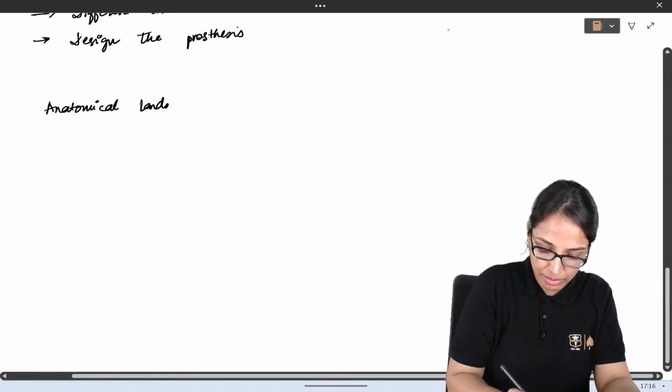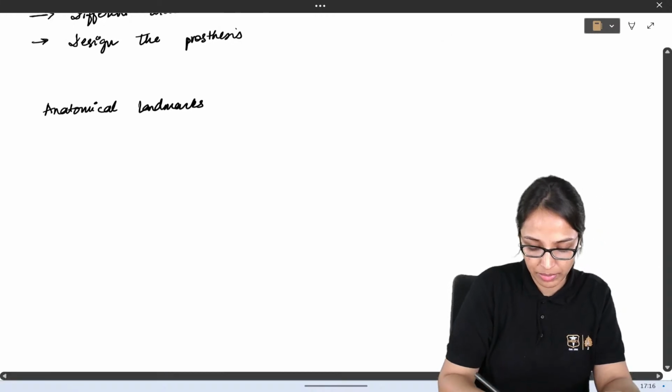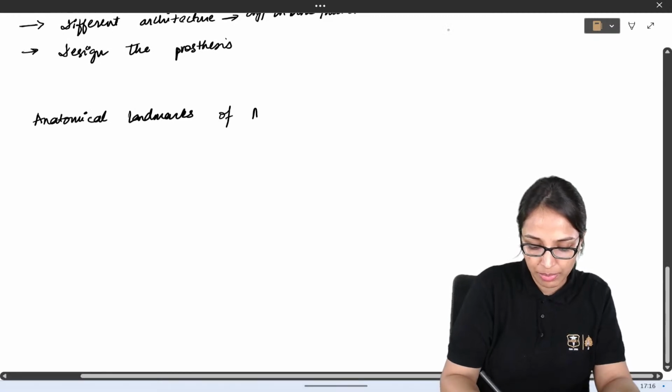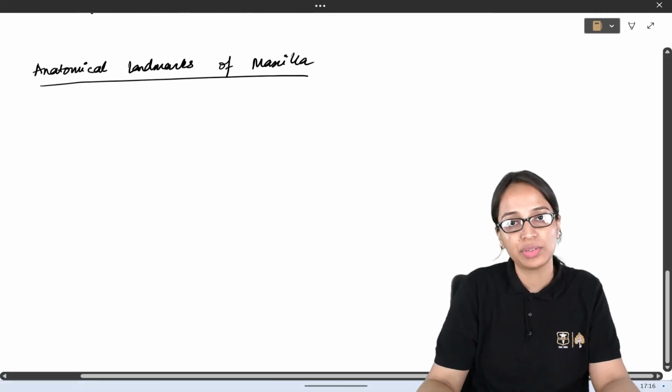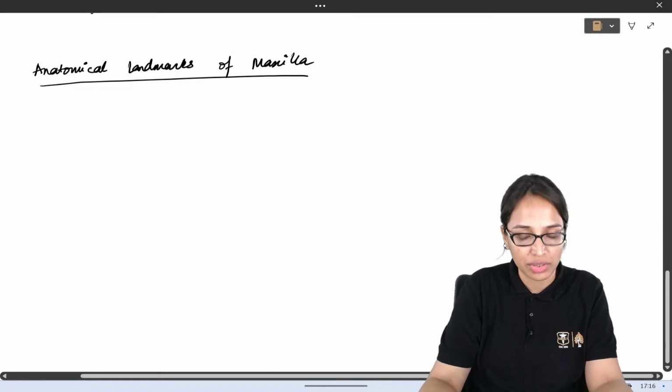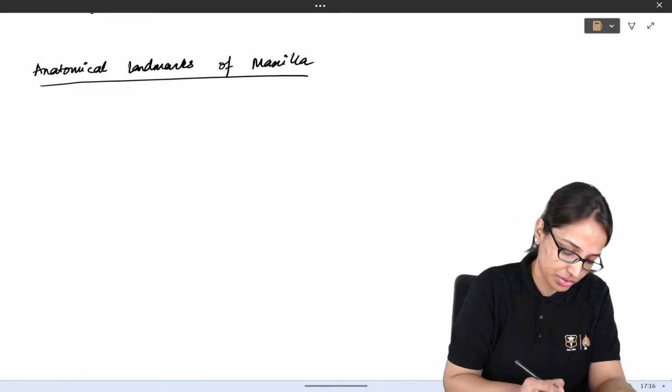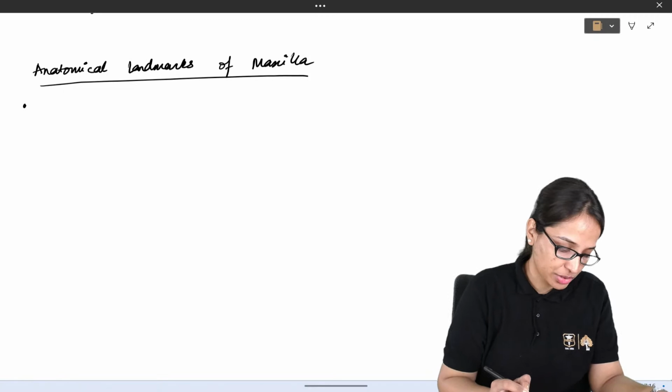So anatomical landmarks in maxilla or in mandible also are briefly divided into three main parts. You have your supporting structures, you have your relieving structures, and you have your limiting structures. Why do we study anatomical landmarks?